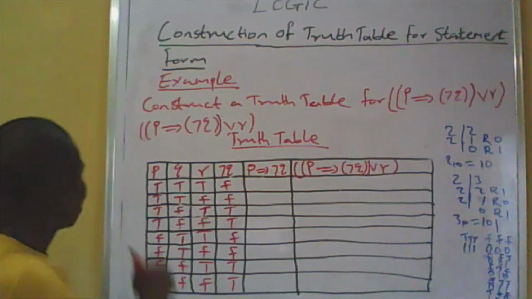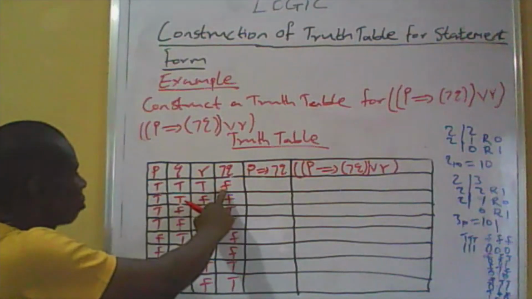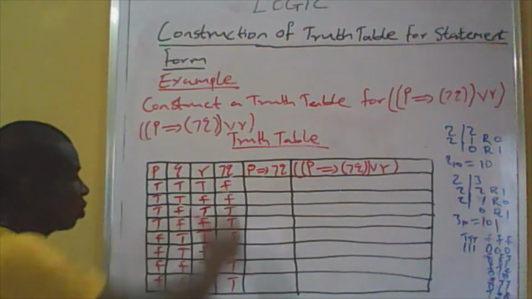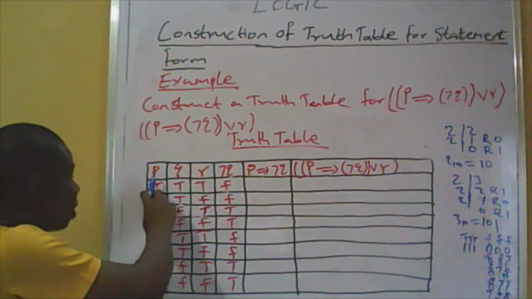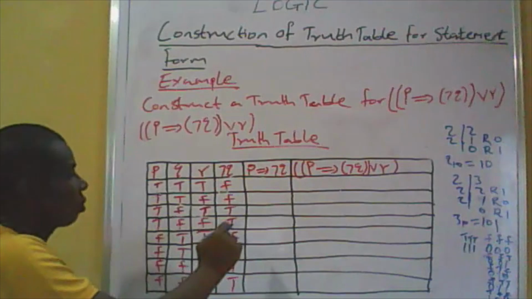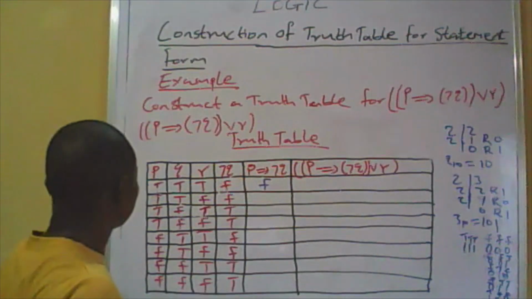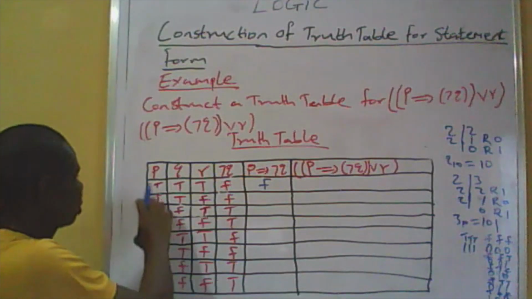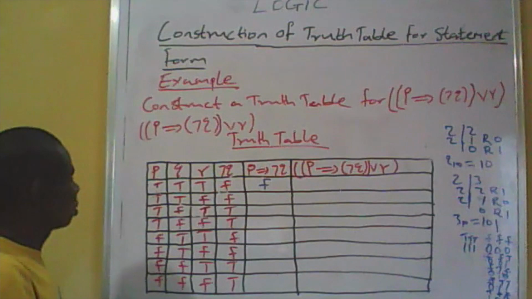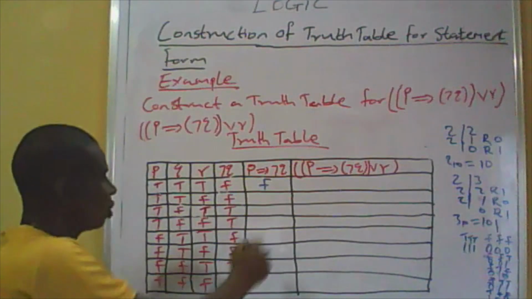So here P is T, Q is T, not Q is F. That means it is F here. Here, Q is T, P is T, not Q is F. That means it is F here.